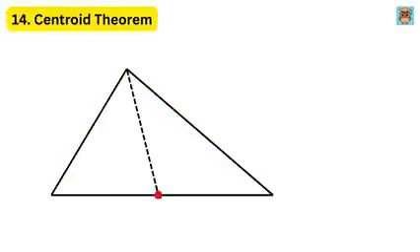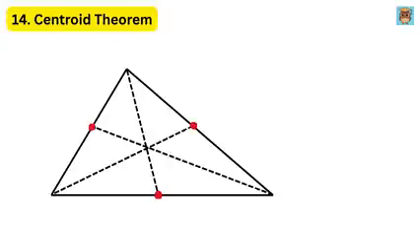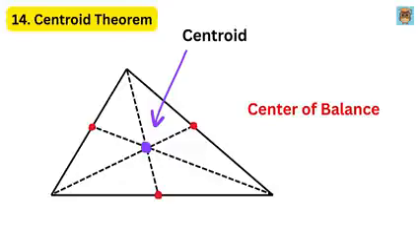14. Centroid theorem. There is another cool part about medians. Now, if you draw all 3 medians in a triangle, all 3 medians of a triangle will always intersect at a single point. This special point is called the centroid of the triangle. The centroid is the triangle's center of balance, meaning if you cut out the triangle from a solid sheet and tried to balance it on the centroid, it would stay level.